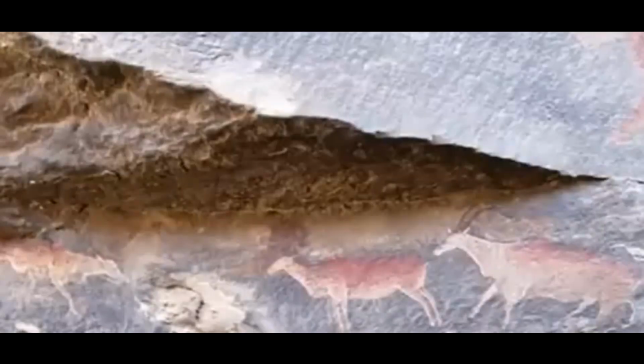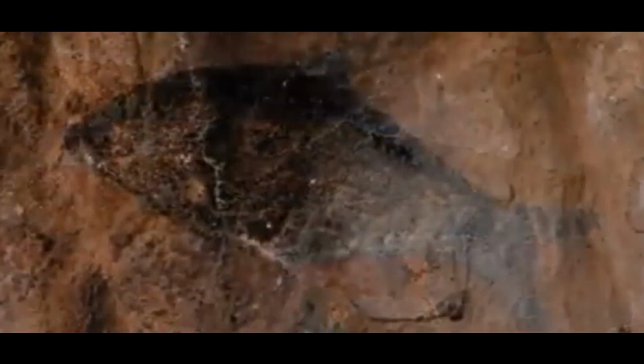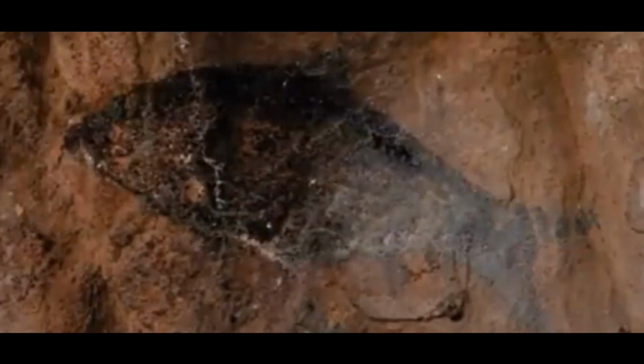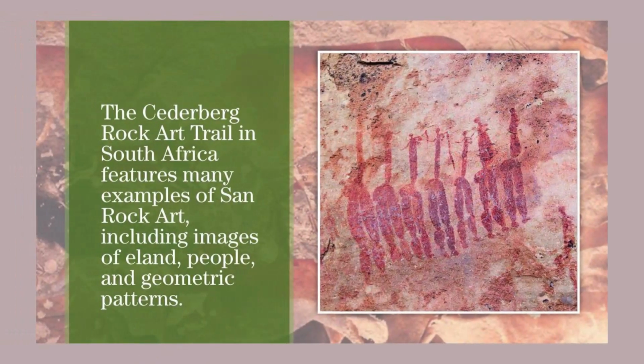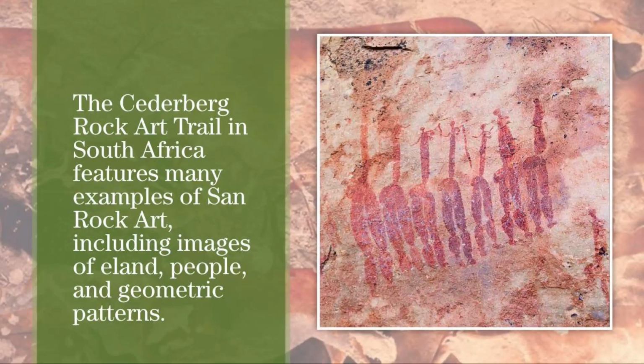and can be found in many parts of Southern Africa, including South Africa, Namibia, Botswana, and Zimbabwe. Typically found in caves, rock shelters, and open-air sites, the art often depicts animals, humans, and other elements of nature. Examples of San rock art include the Setterberg Rock Art Trail in South Africa, which features many examples of San rock art, including images of eland, people, and geometric patterns.